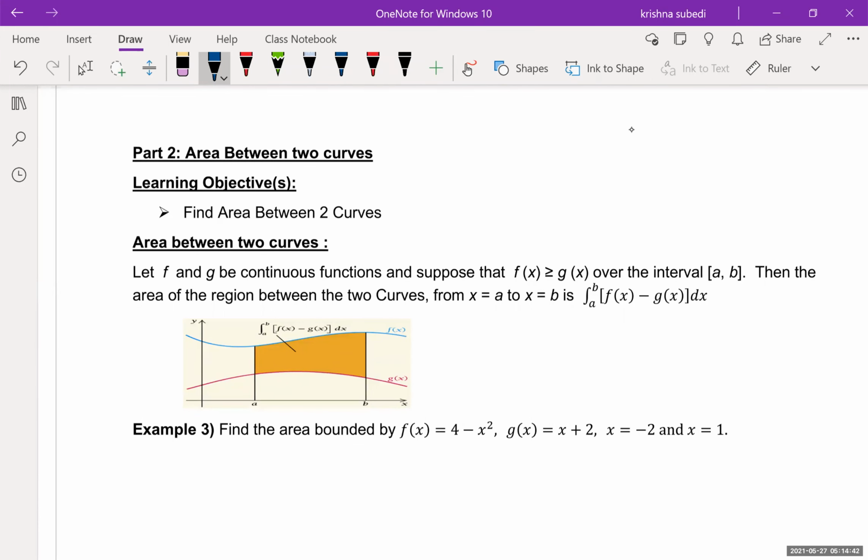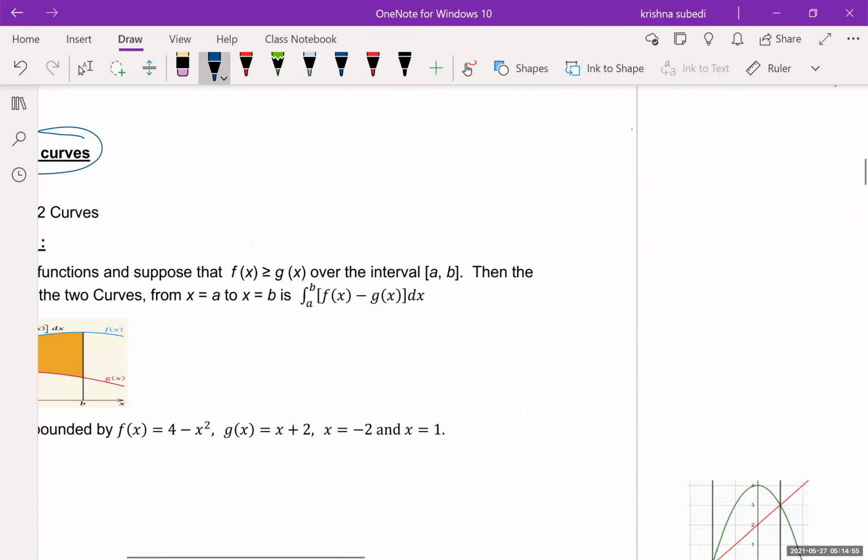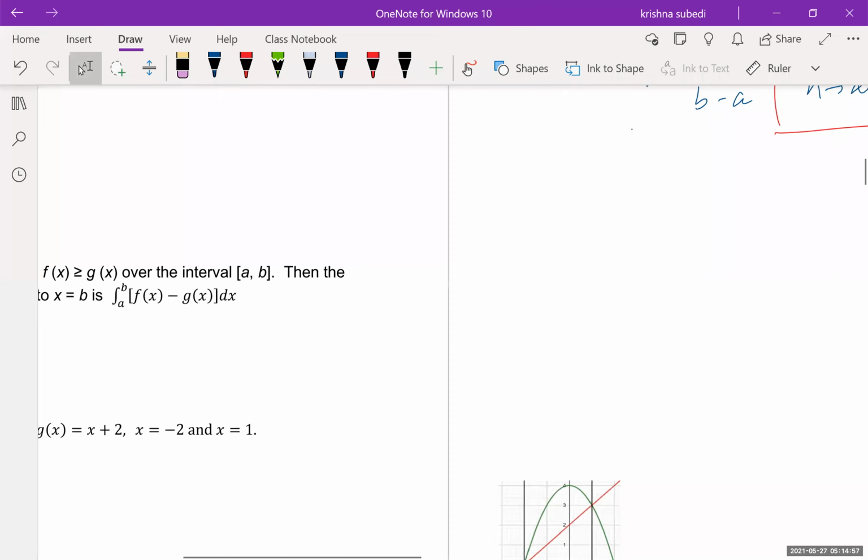In this part of the lesson, it is handout 9. We are still working on handout 9, part 2. In this part of the lesson, we will focus our attention on area between two curves. Now, before we discuss that, let me ask you a couple of questions here.